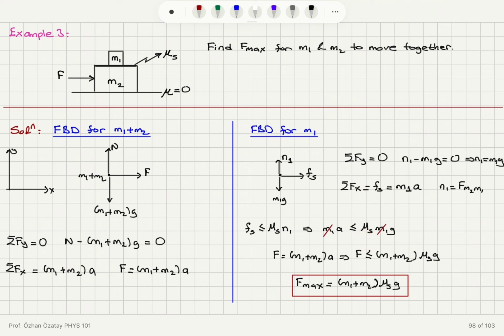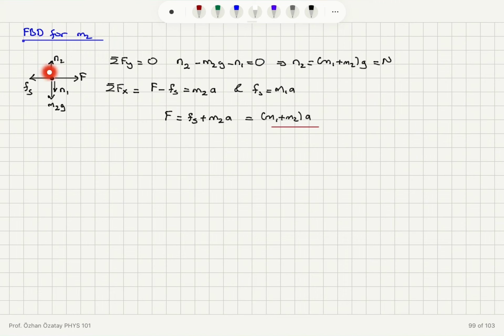And I have double checked this answer by considering M2 alone, where I have the weight, the force exerted by M1 on M2, N1, the force exerted by the horizontal surface on M2, capital N, the force F, and then I need the static friction. The static friction develops between M1 and M2. If it is acting to the right on M1, it has to be acting to the left on M2, opposite in direction, equal in magnitude, Newton's third law. So I find that F must be equal to (M1 plus M2)A using this free body diagram, consistent with my previous answer.